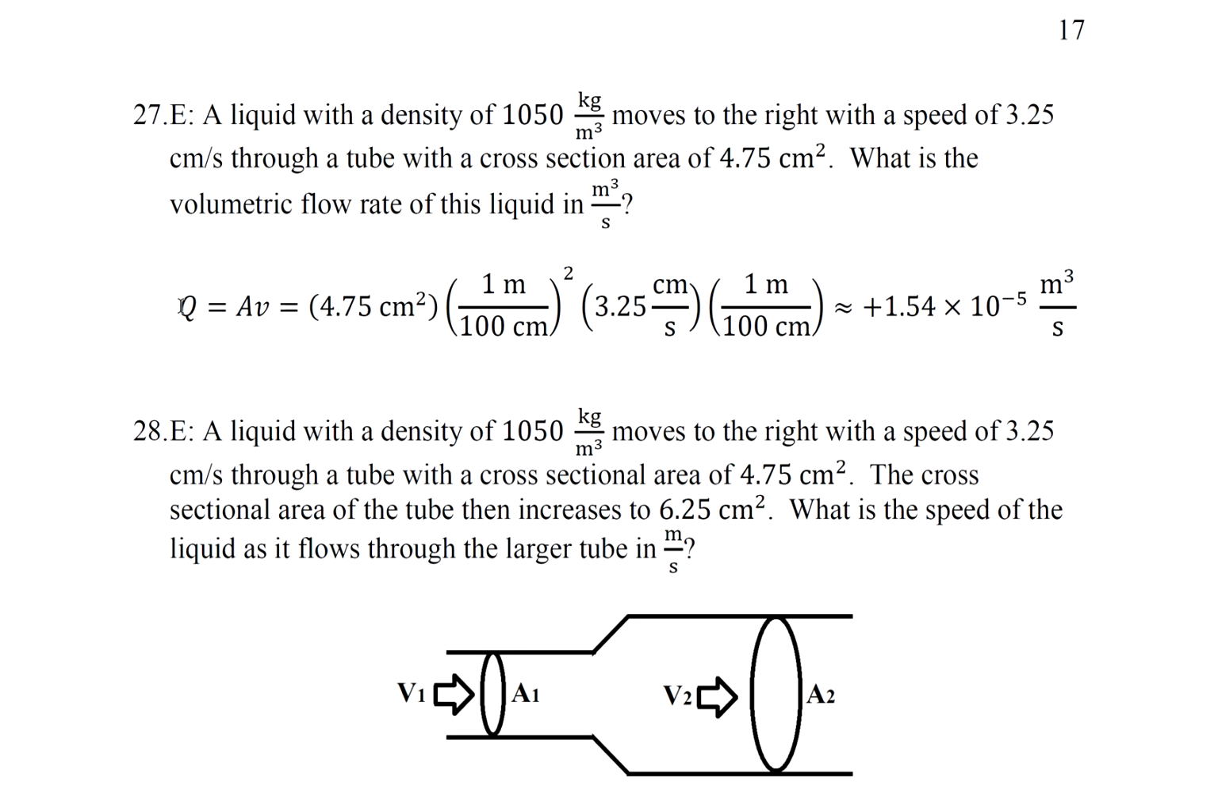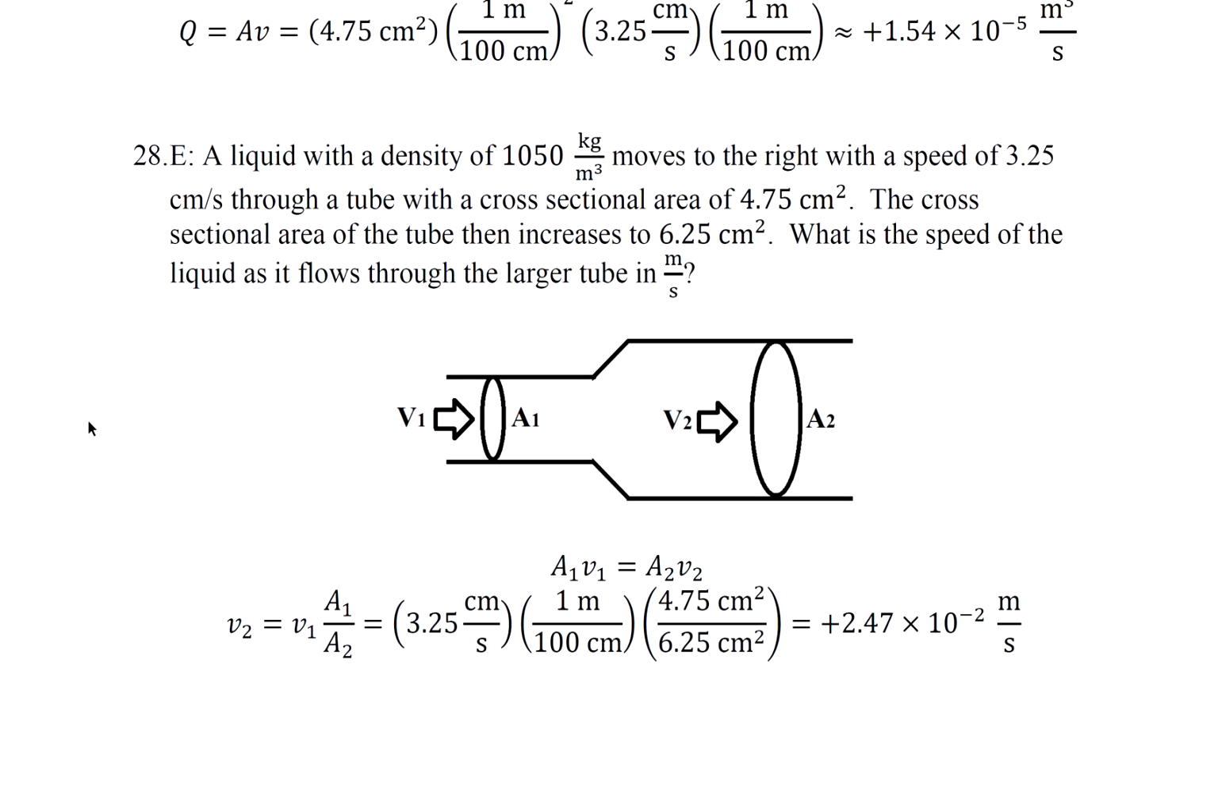Question 27. A liquid with a density of 1050 kilograms per meter cubed moves to the right with a speed of 3.25 centimeters per second through a tube with a cross-sectional area of 4.75 centimeters squared. What is the volumetric flow rate of this liquid in meters cubed per second? So Q equals A V. And that's the volumetric flow rate.